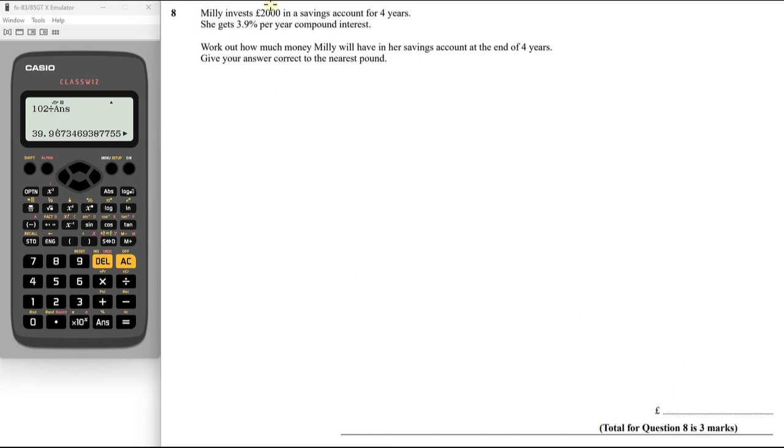Question 8. Millie invests £2,000 in a savings account for 4 years. She gets 3.9% per year compound interest. Work out how much money Millie will have in her savings account at the end of 4 years. Give your answer correct to the nearest pound.